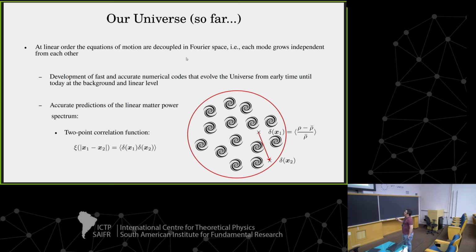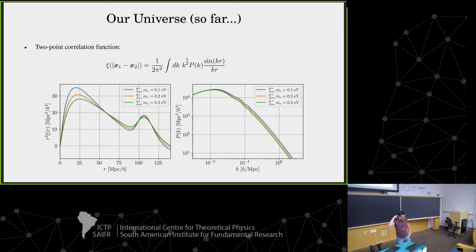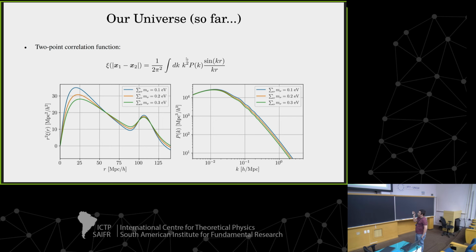So the ensemble average of the density perturbation, the two-point correlation function here, is just going to be psi, the two-point correlation function in real space. We are only interested in the modulus of the difference between the two points because we have isotropy, okay? And what is the linear matter power spectrum? It's just the Fourier transform of this. On the right-hand side, I'm showing the linear matter power spectrum for different masses of neutrinos. I think they are all of the same type, so three degenerate massive neutrinos, okay, with normal hierarchy.